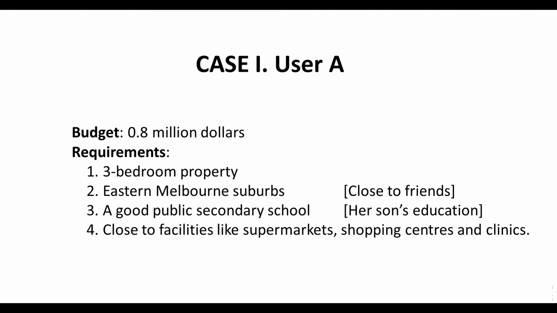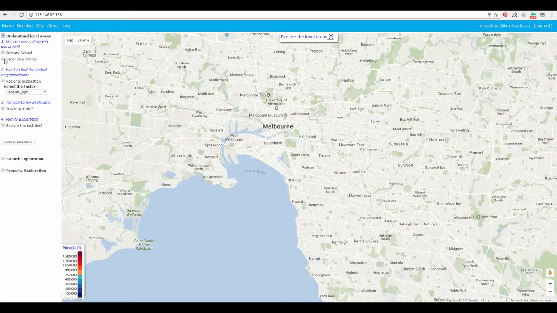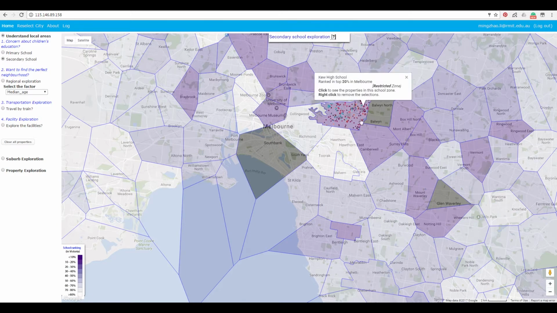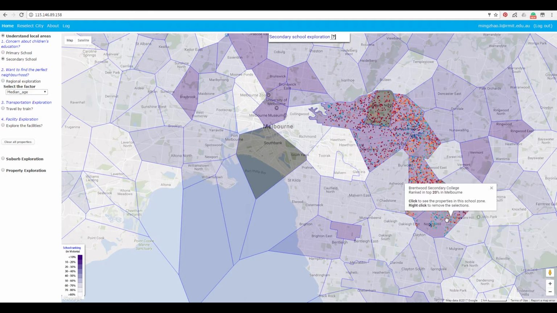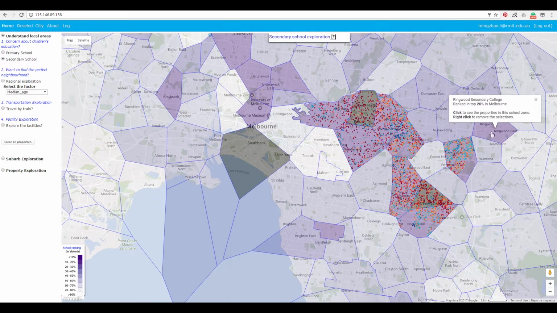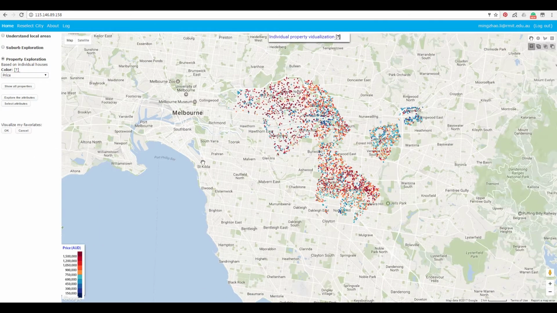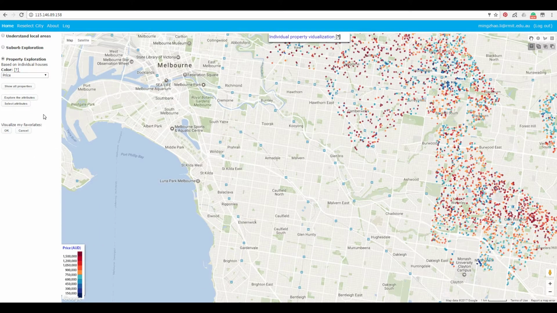She first went to profile-based region visualization, and selected secondary public schools. She selected those schools having a good academic performance in the eastern suburbs. She then clicked on Property Exploration, and found that there were too many available properties. After selecting those attributes that she was interested in, she enabled the multidimensional view.